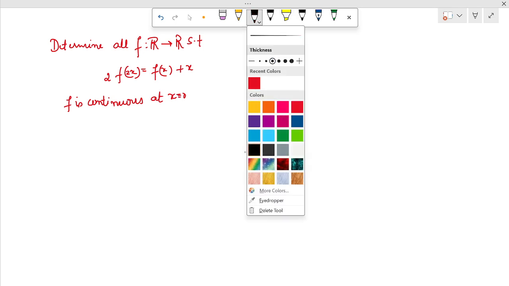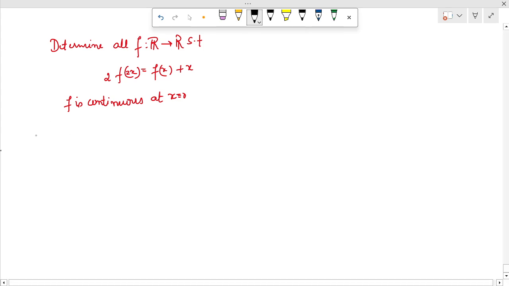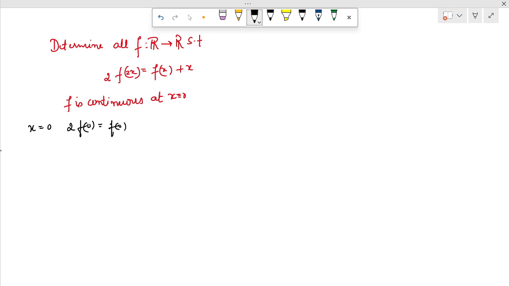First things first, at x equal to 0, what will happen? It will be 2 times f(0) is equal to f(0) plus 0. It implies f(0) will be equal to 0. So clearly at x equal to 0, the function is 0. Now I'll simplify this particular equation. That is, f of 2x is simply equal to 1 upon 2 f of x plus x by 2.